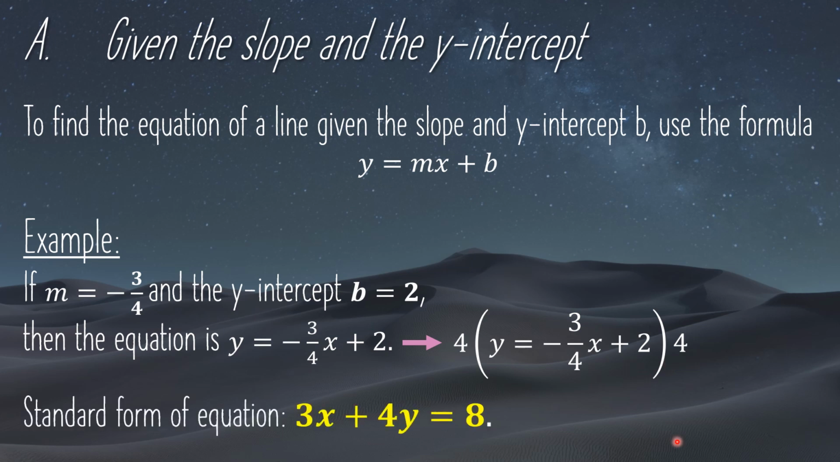So the standard form of equation will now become 3x plus 4y equals 8 because 4 times y is positive 4y, 4 times -3/4 x will be positive 3x because we transposed -3 to the other side of the equation, and then 2 times 4 is positive 8. And that is the final answer.